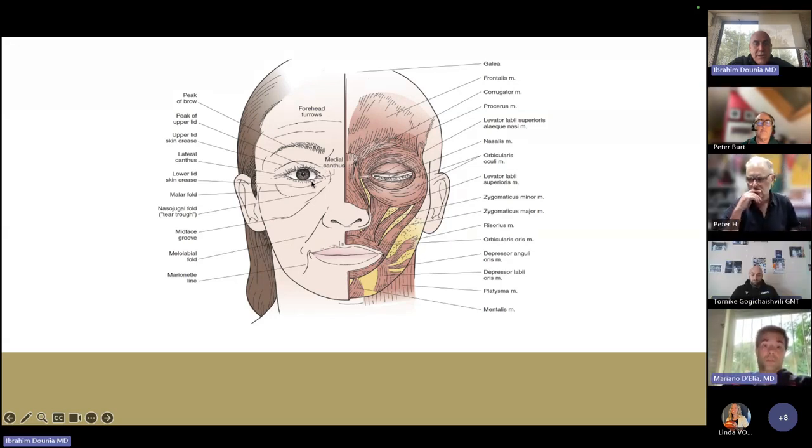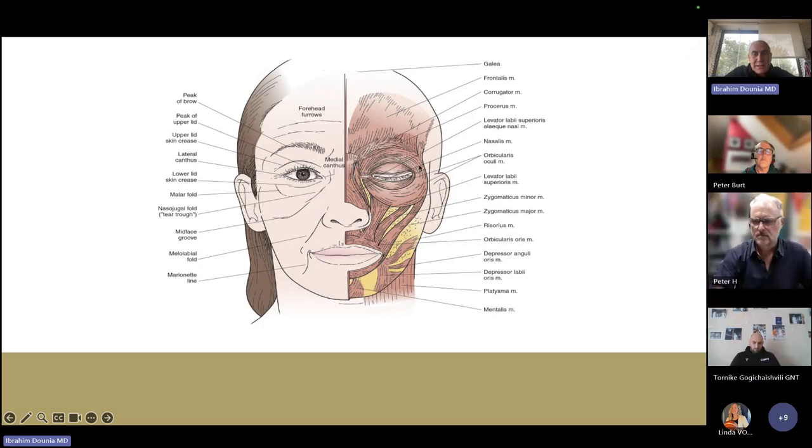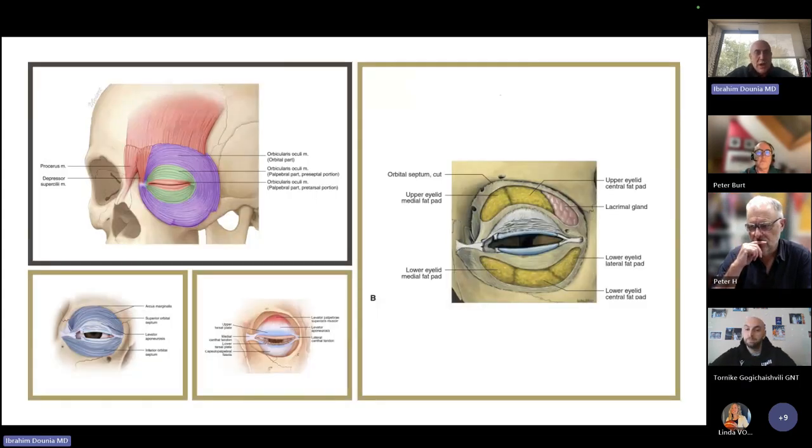So this is our eye. This is the skin. And then if we remove the skin, we have the orbicularis muscle, which is a round muscle around the eye. You have the frontalis muscle, which elevates the eyebrow, and so many muscles that you don't have to go through except if you are an ophthalmologist.